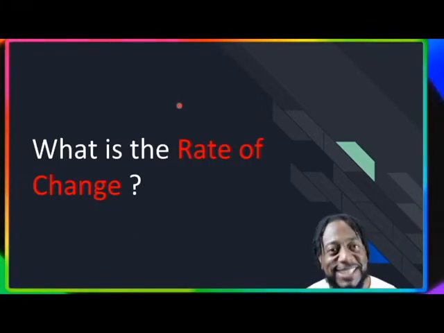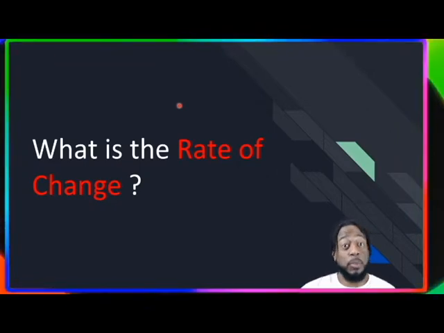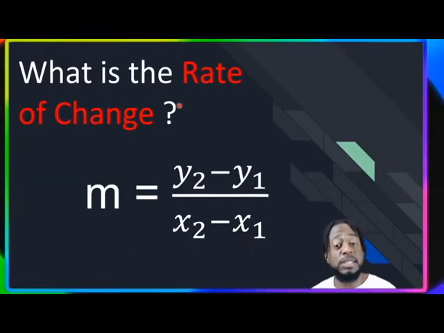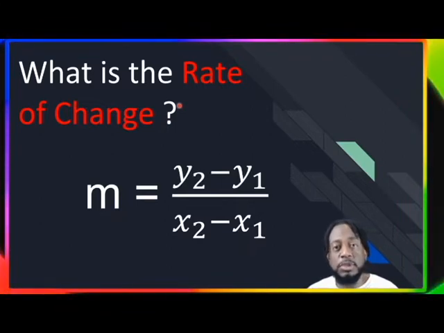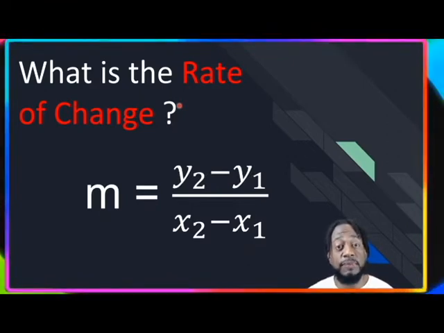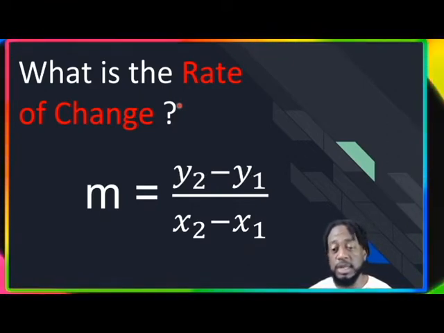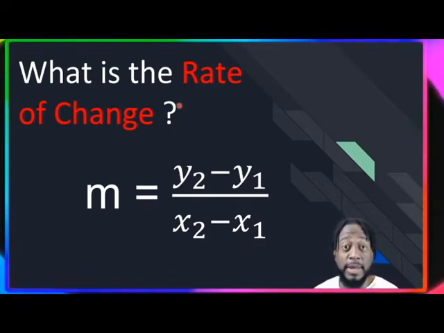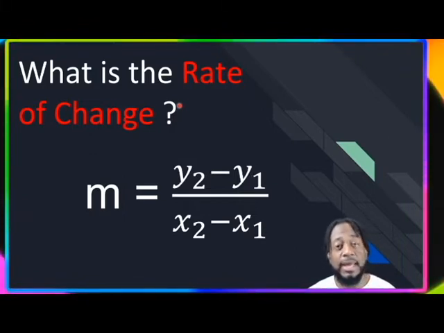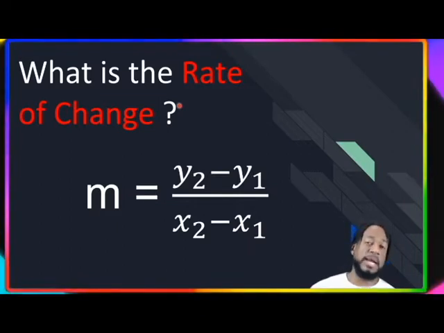What is the rate of change? Today we're going to answer what is the rate of change. The rate of change is the slope. M is the slope. So when we give you the formula, this is what you need to find. If they ask you to find the rate of change, this is how you do it. M equals, write this down, M equals y2 minus y1 over x2 minus x1.